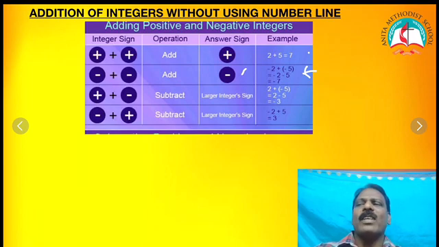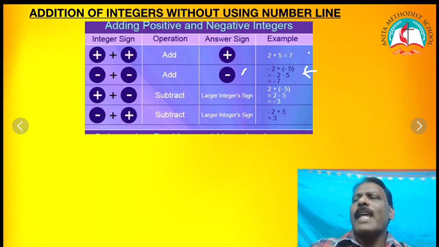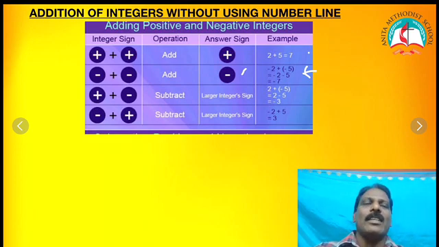First plus, then minus: subtract. So, what sign will come now? The larger number's sign is the answer. So, see the example: 2 adding minus 5.